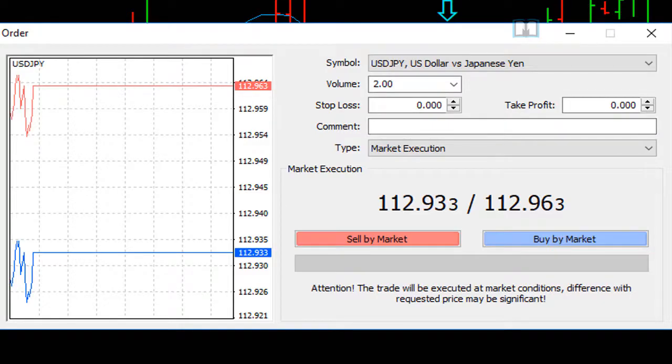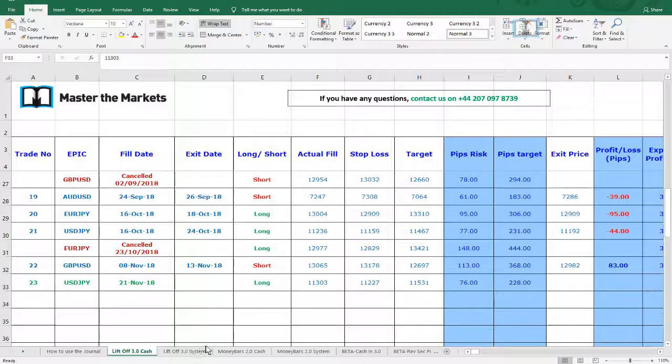If I reference the trade journal, you'll see that we bought there yesterday at 113.03. Our stop is at 112.27. There's 76 pips of trade risk. The journal is calculated for us automatically.